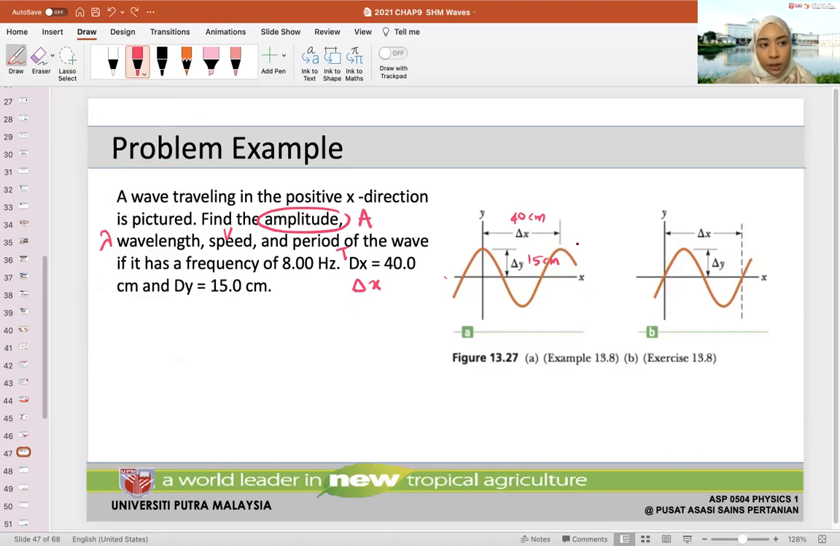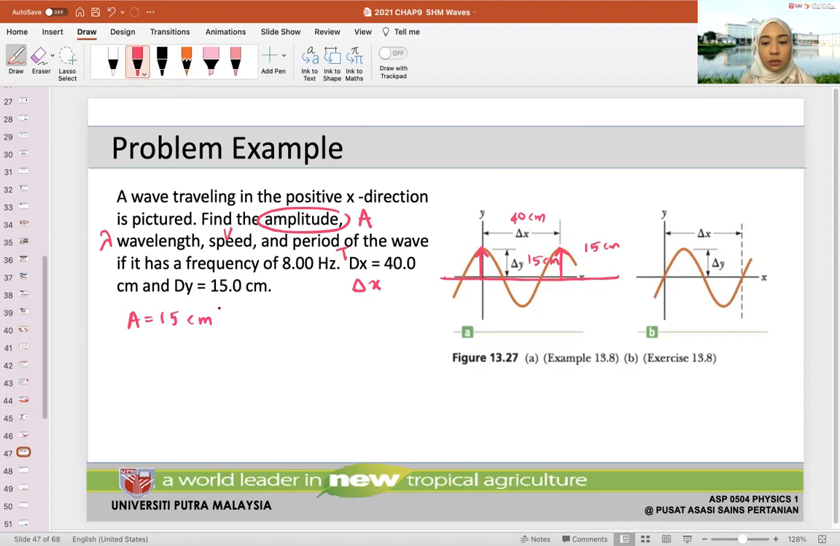Remember the definition. Amplitude is the maximum displacement from the equilibrium. If you're not sure, identify your equilibrium position. It's always that axis at y equals 0. And this is your maximum displacement. At any point you take it, the maximum displacement will be the same. So the amplitude is 15 centimeter.